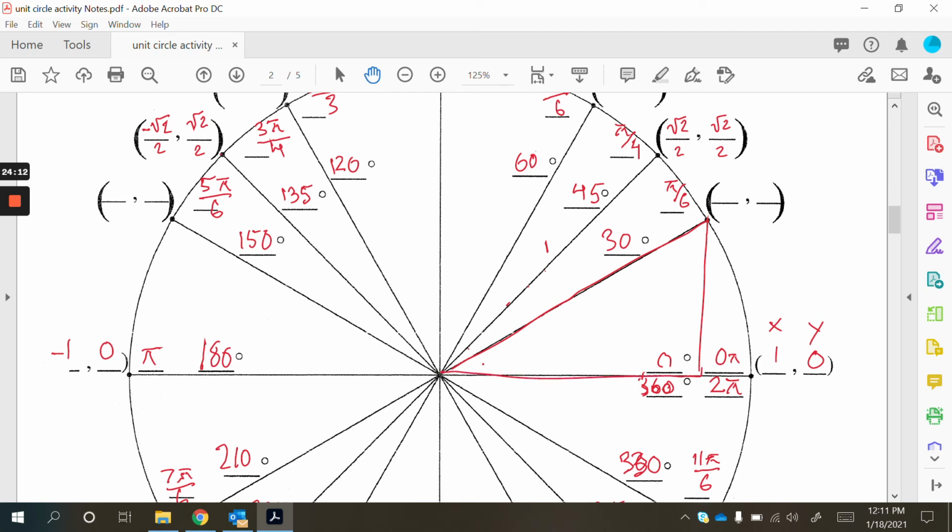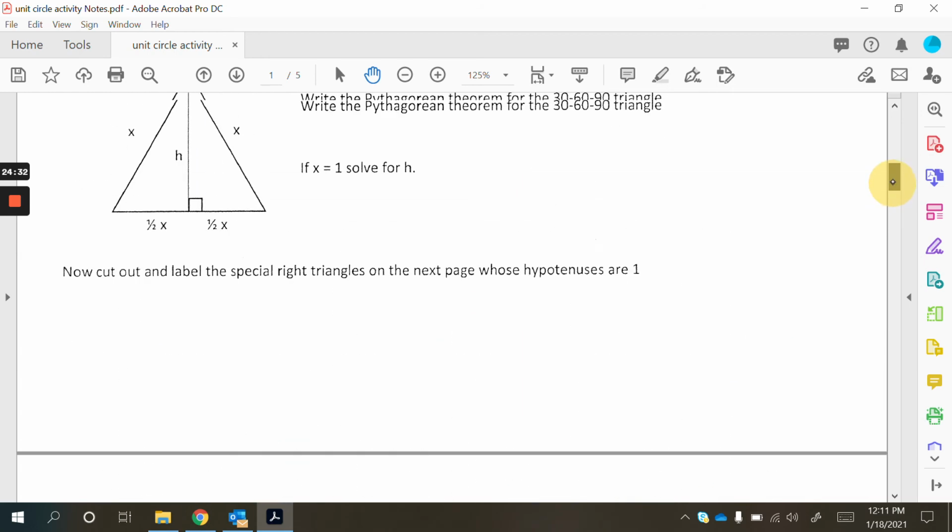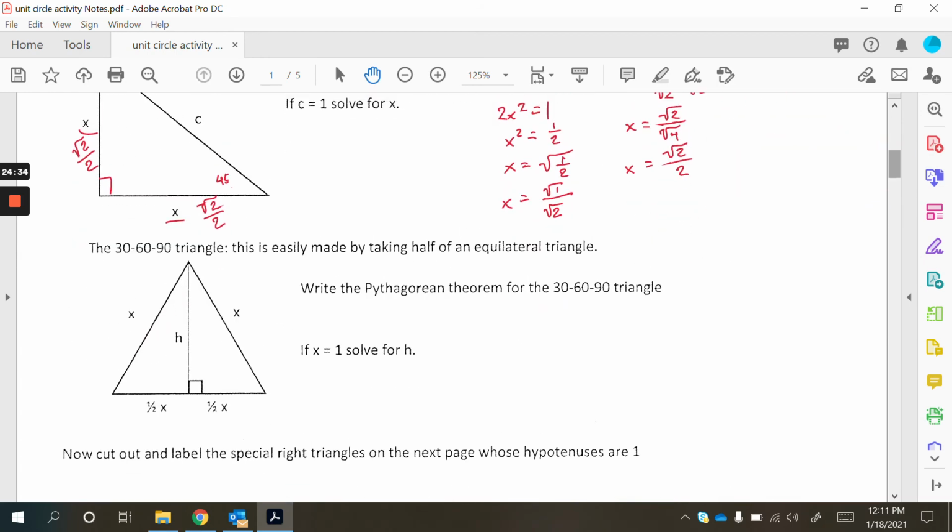Okay, so it has a 30 degree right here, a 60, and then that bottom corner is a 90 degree. If we can figure out what these side lengths have to be, if the hypotenuse is a 1, then we've got it. And we'll know how much the x is and how much the y is. So let's go ahead and look at that.